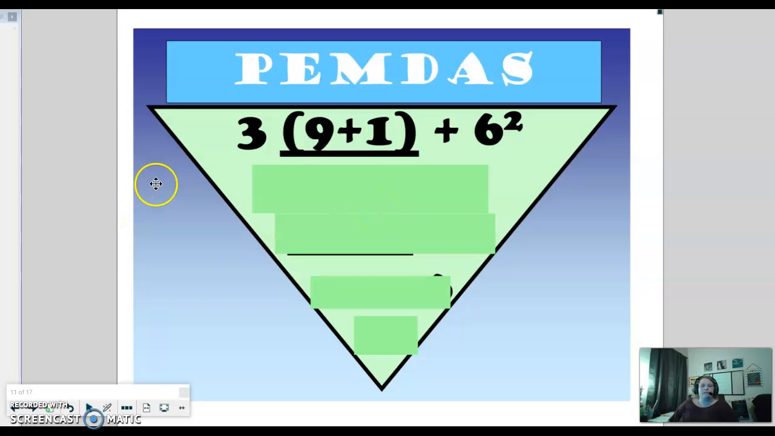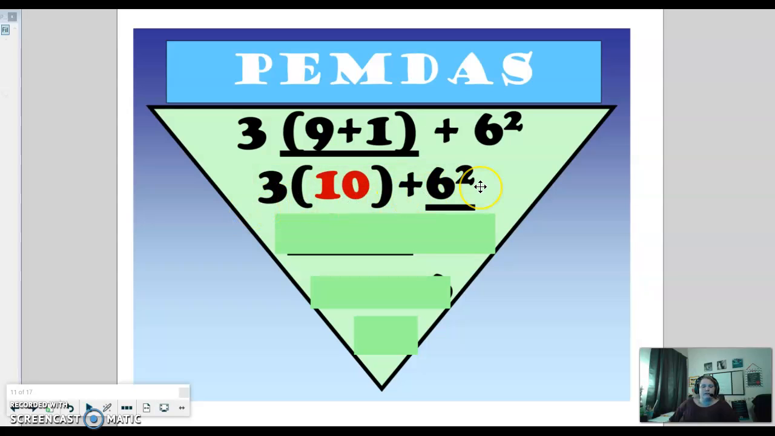So here's our next problem: 3 times parentheses 9 plus 1 plus 6 to the second power. So I'm going to solve the parentheses. 9 plus 1 is 10. And then I bring everything else down. Yes, I still have parentheses here, but all it's representing is 3 times 10. So I have to jump over here and deal with my exponents.